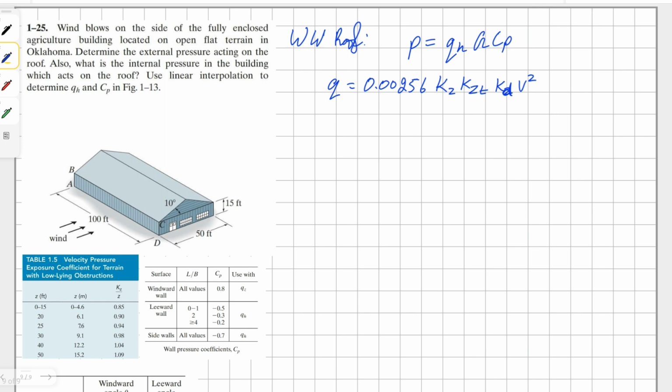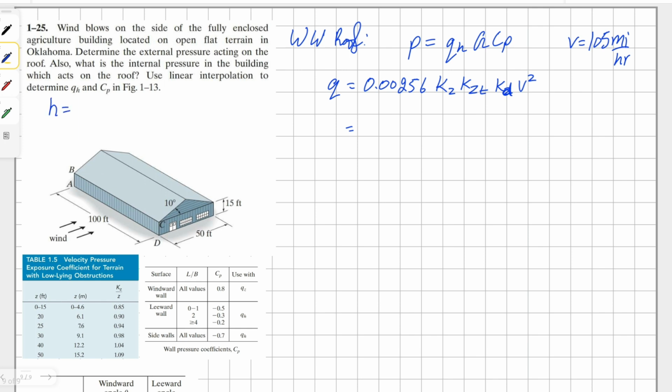Another thing, for this problem we have to remember that our velocity will be 105 miles per hour. It's not given in this, but this is the default velocity for this textbook. So to solve this, we now have another problem. We have to calculate our velocity pressure exposure coefficient. And to do that, we need to know our mean height, and we are not given our mean height. So let's calculate our mean height.